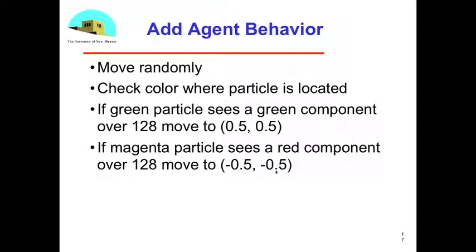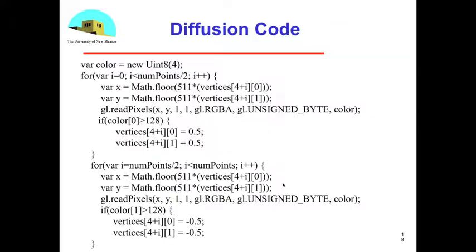And then from then on, they're going to move randomly around, so they can wind up someplace else and then maybe be pushed back there. So you should see a collection of greens around 0.5, 0.5, and a bunch of magenta particles collecting around minus 0.5, minus 0.5. I'll show you the example in a minute.